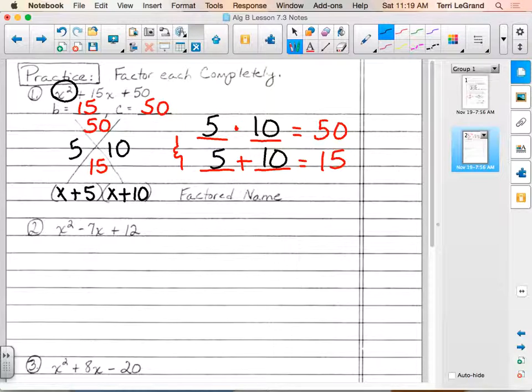This right here is our final answer. This is the factored name of the trinomial x squared plus 15x plus 50. If we multiplied that back out, if we FOILed it, it should get us back to x squared plus 15x plus 50.